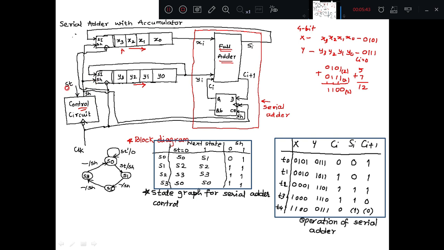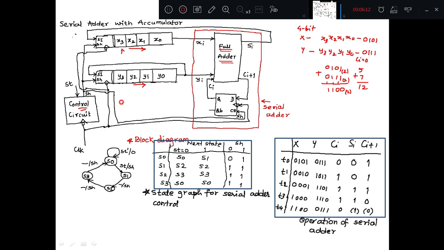It accepts a start signal and it generates the clock for various operations. This clock is connected to these blocks as well as the flip-flop, and the shift signal is also connected here. On every rising edge of the clock, when shift is 1, the content is shifted by one location.